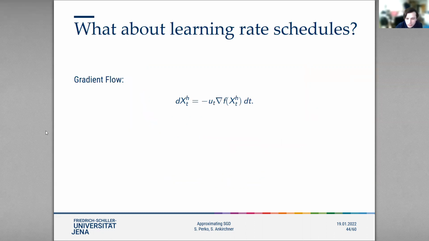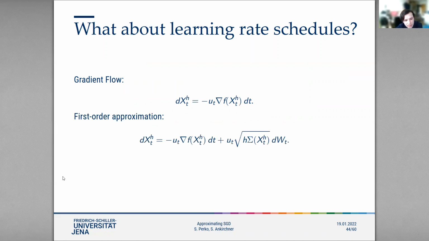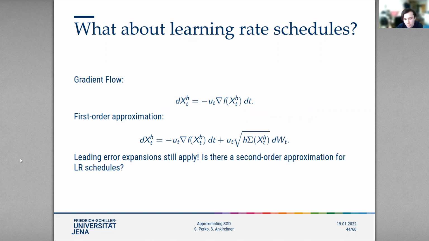And we can also incorporate these in our continuous time approximations. We have to multiply for gradient flow this negative gradient with this u of t. And for the first order approximation, we also have to do the same thing for the diffusion coefficient. So this has been known before, and our error expansions for the leading error term actually still apply for this case. But another question would be, is there a second order approximation if we have a learning rate schedule?